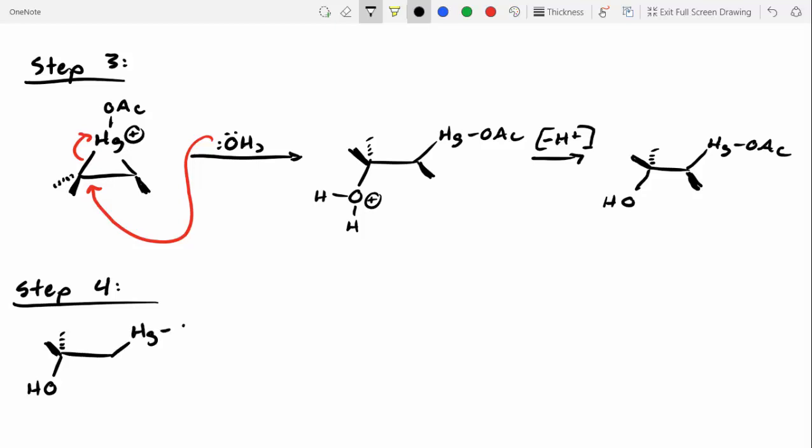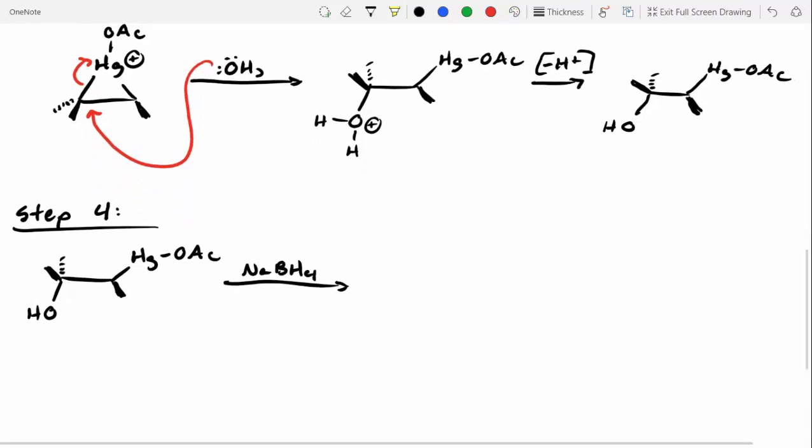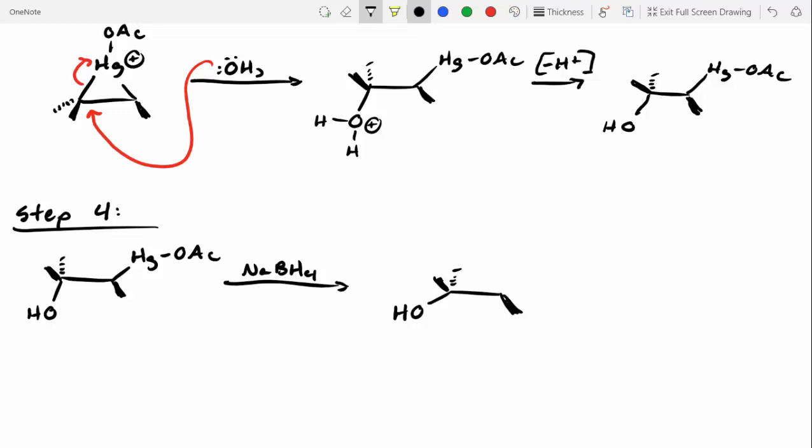So we've got this intermediate that we just showed. We're going to use a new reagent that we're going to see a lot in the future: NaBH4, sodium borohydride. It's a really, really nice reducing agent. And when we do this, we just pop off that mercury, and we get our alcohol. So this is going to be our final product. No rearrangements occurred.